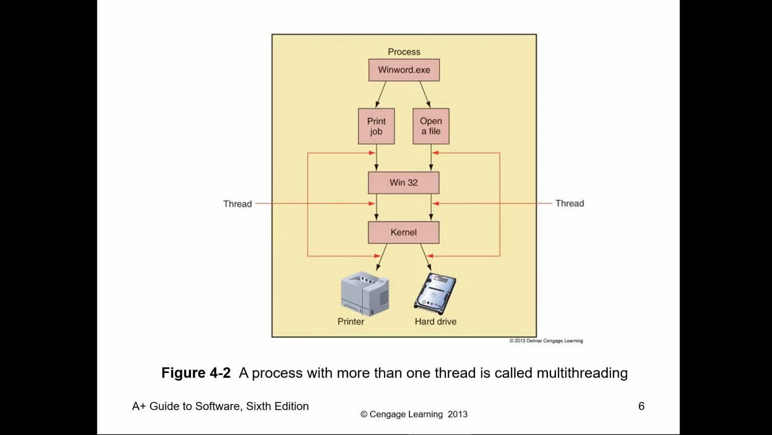Here's a graphical representation of printing. From the process, Word.exe, we either print a job or open a file. With the print job, it sends it to Win32, then to the kernel. From the kernel, it sends it to the printer. If we're opening a file, it's the same structure. The key thing here is the process between Win32 and the kernel. That's a thread, or a task. With multi-threading or multitasking, the kernel can handle more than one task at a time.